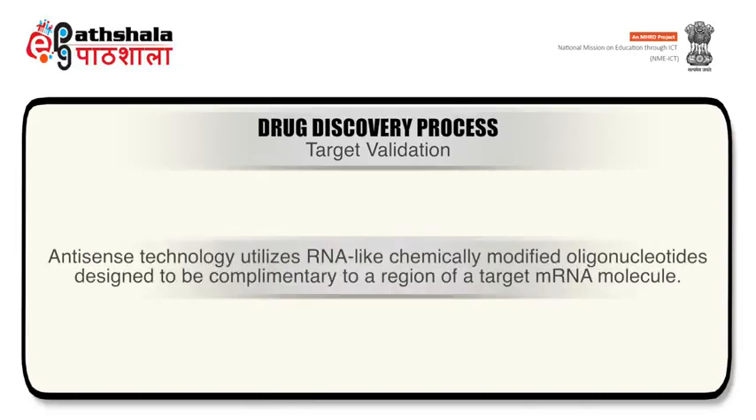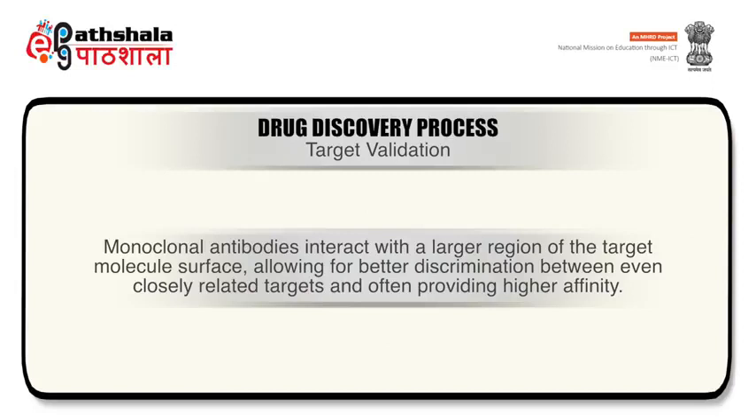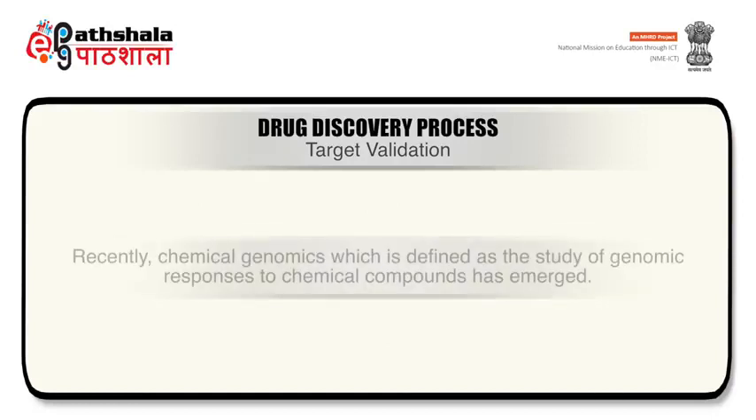Antisense technology utilizes RNA-like chemically modified oligonucleotides designed to be complementary to a region of target mRNA molecule. Transgenic animals allow observation of phenotypic endpoints to elucidate the functional consequence of gene manipulation. Monoclonal antibodies interact with the larger region of the target molecule surface, allowing for better discrimination between even closely related targets and often providing higher affinity.